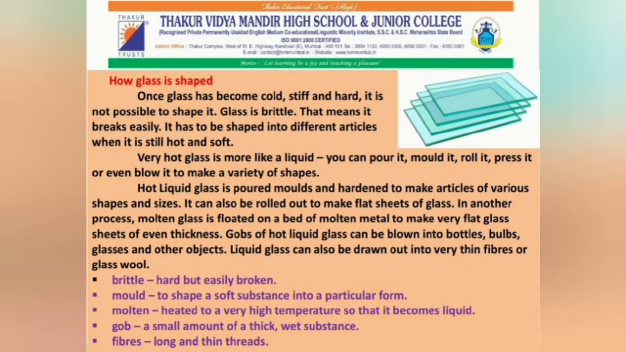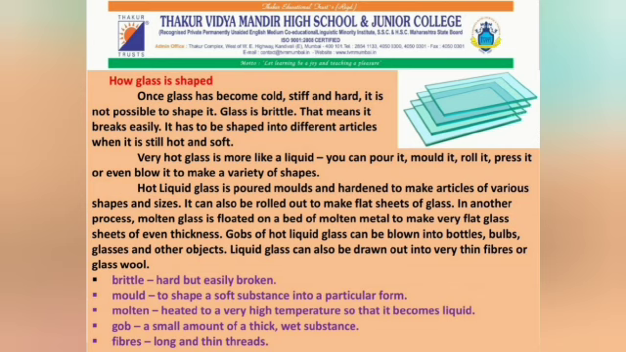How glass is shaped. Once glass has become cold, stiff, and hard, it is not possible to shape it. Glass is brittle, that means it breaks easily. It has to be shaped into different articles when it is still hot and soft. Very hot glass is more like a liquid. You can pour it, mold it, roll it, press it, or even blow it to make a variety of shapes.